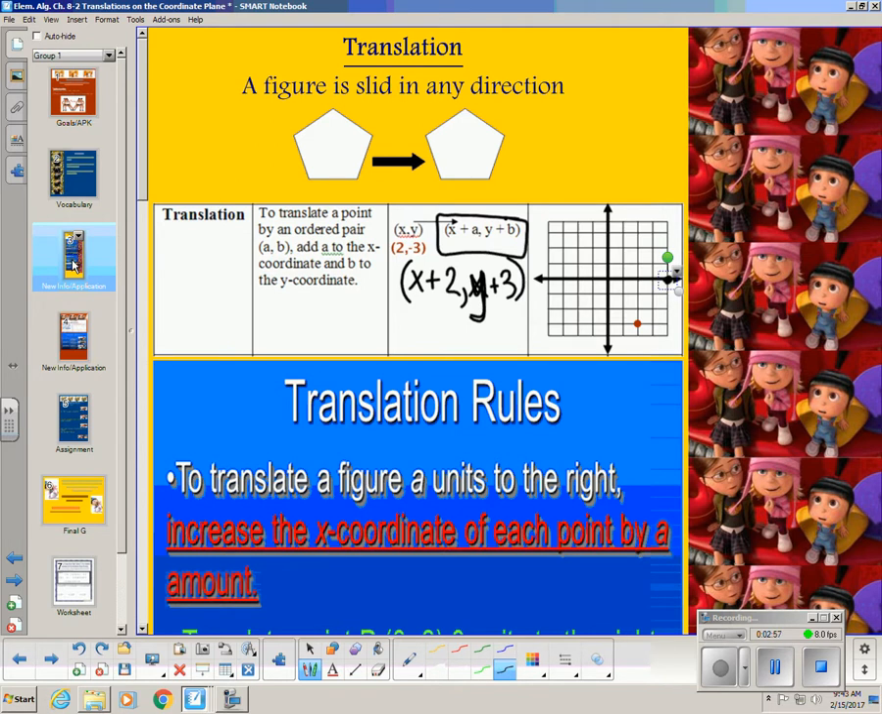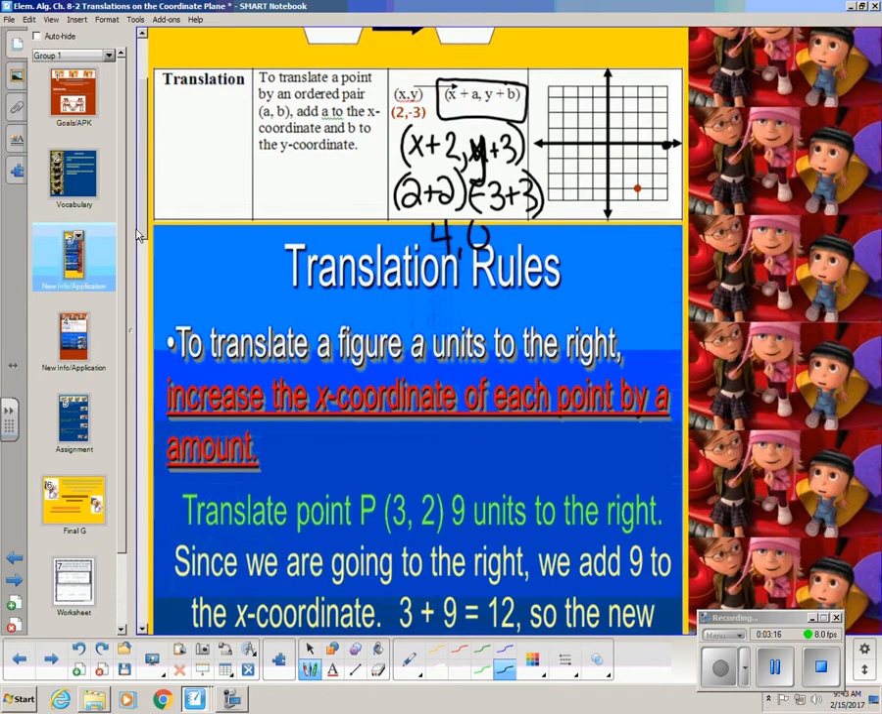But my first goal is saying, what do we do if I'm just given the ordered pairs? So all I'm going to do is add 2 to my x value and add 3 to my y value, and I will end up with 4, 0, which, if you will recall, is exactly where my dot landed. Okay, here are the translation rules.